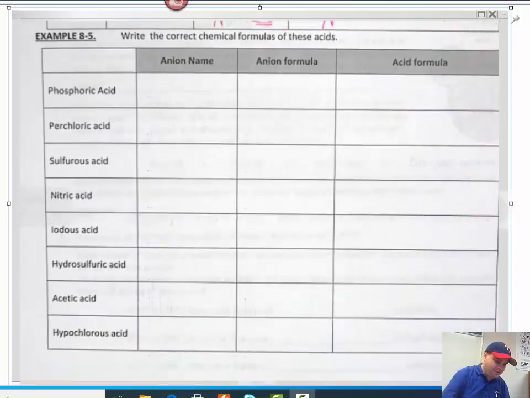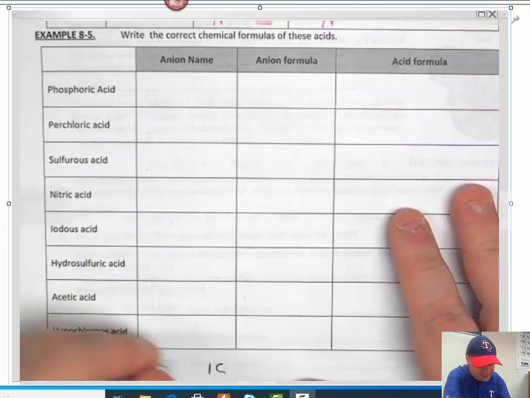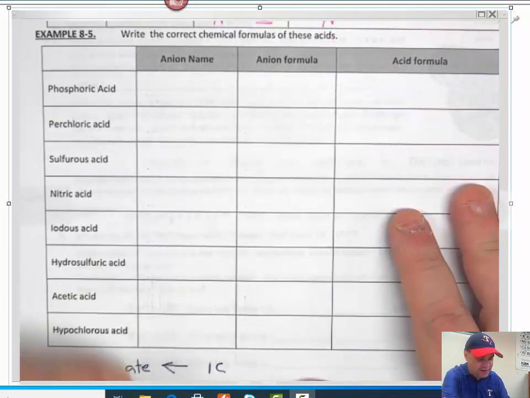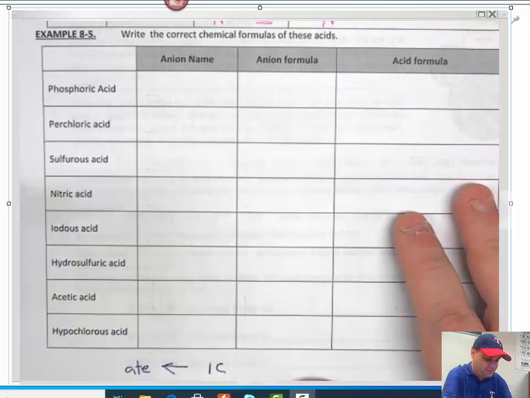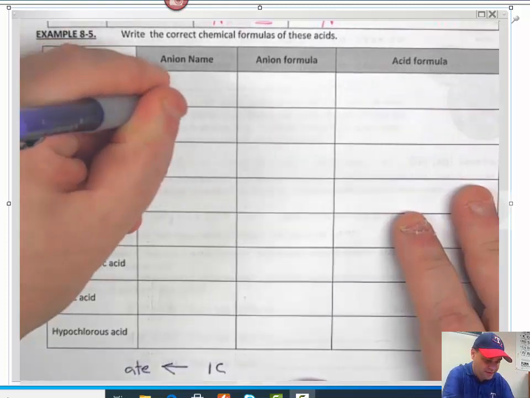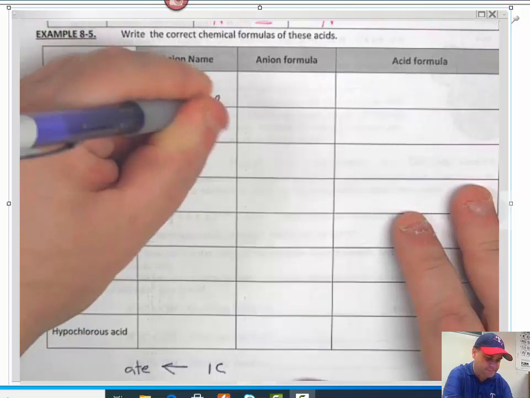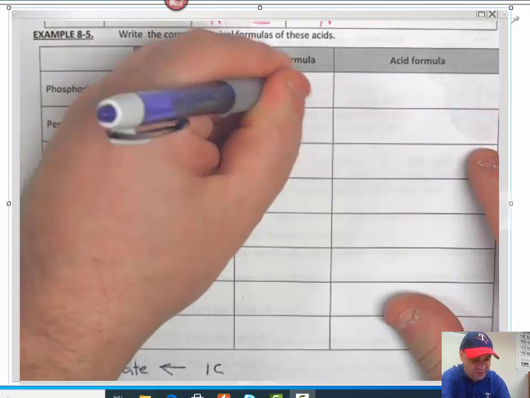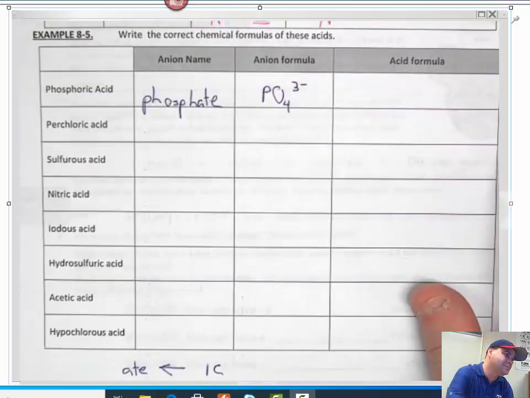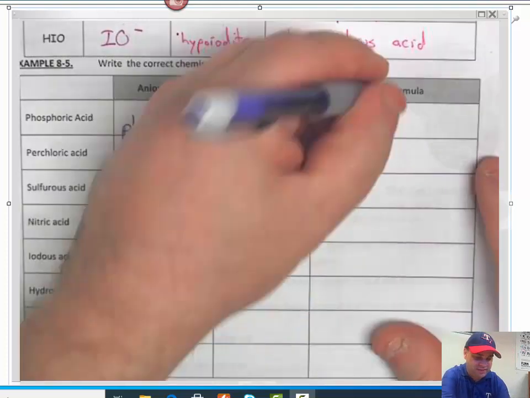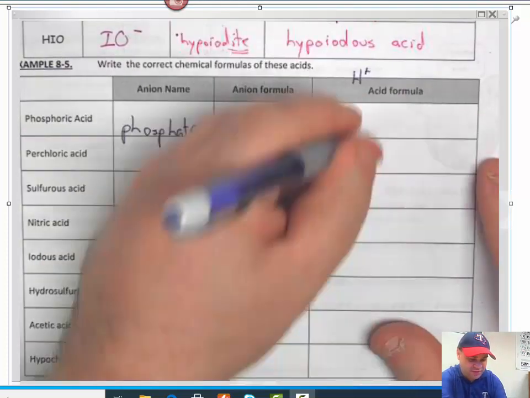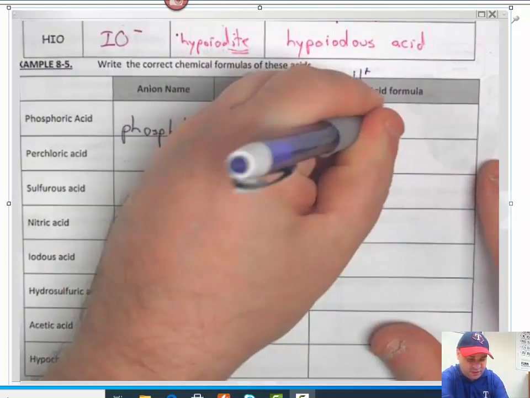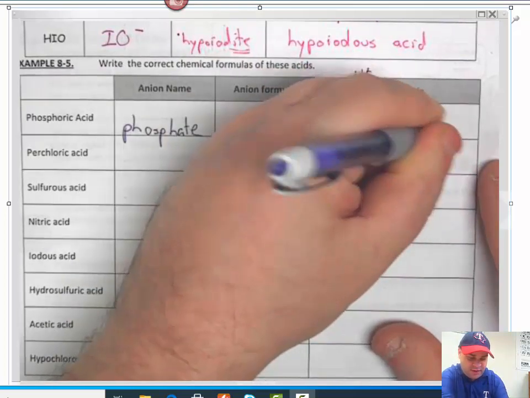Down to the next example, 8.5. Phosphoric acid. Ic came from ate. So we are looking for the formula for phosphate. Phosphate is PO4 3-. Remember, acids start with H plus and we have to balance out the charge. So this would be H3PO4. And remember, all acids are aqueous.